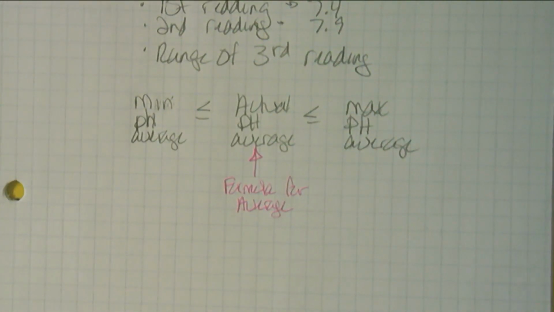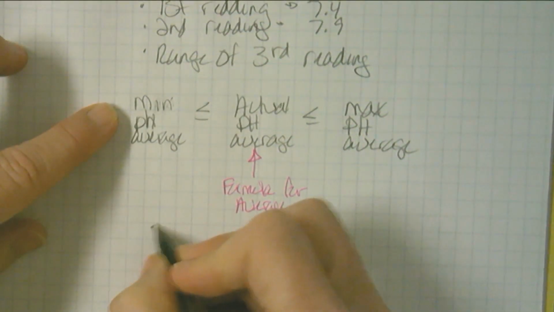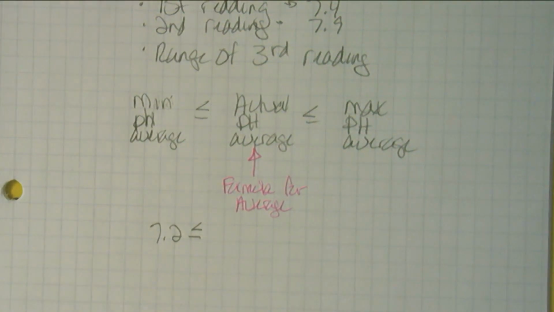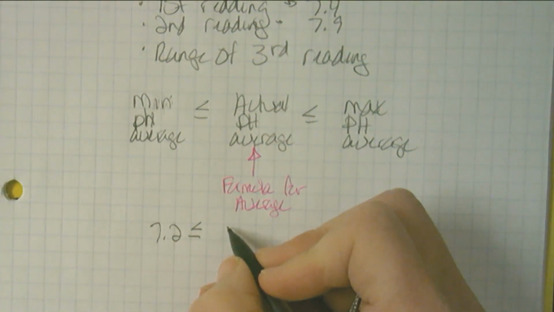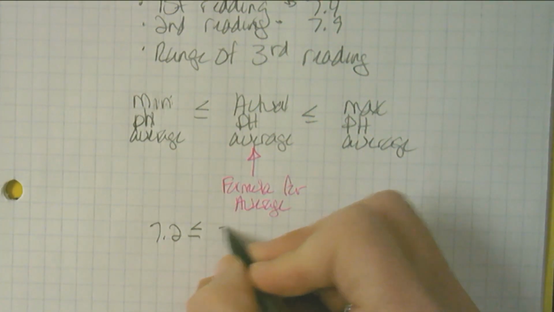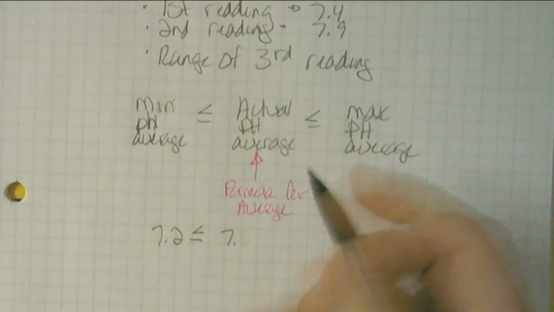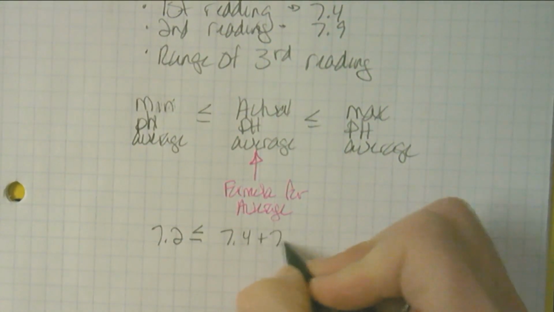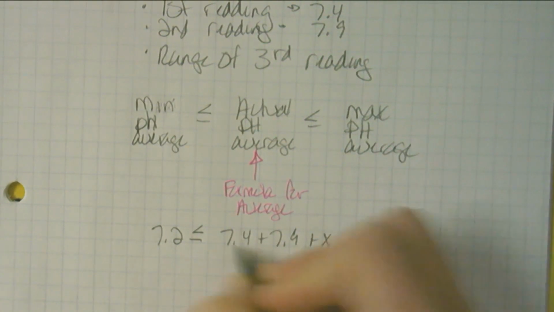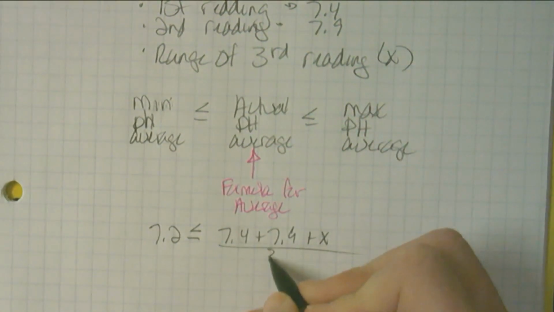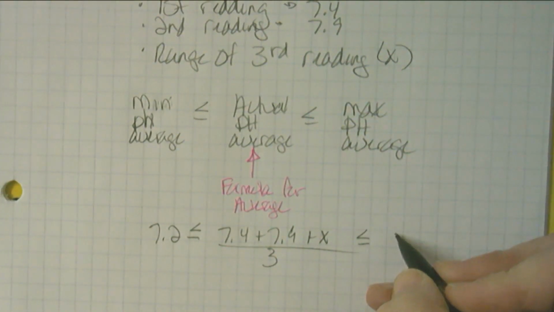All right, so our minimum was 7.2 is less than or equal to, well, how do I find the average of 3 readings? How do I find the average of 3 readings? Jacob? Yeah, so I'm going to add all 3 of these together, so it's going to be 7.4 plus 7.9 plus x, because I don't know x, that's my third reading, divided by 3 is less than or equal to 7.8.